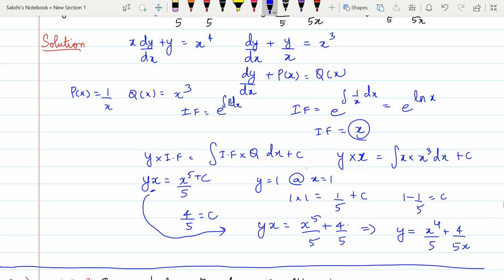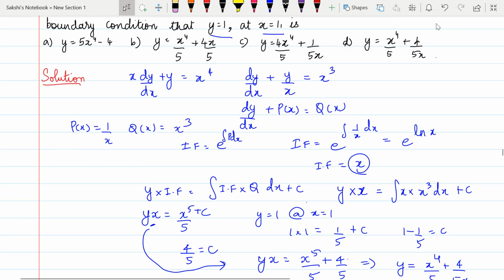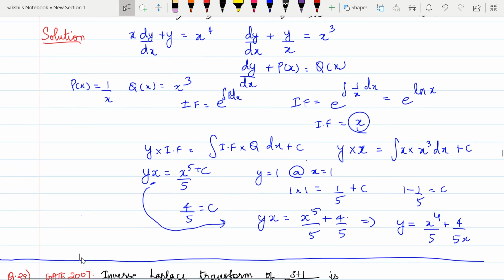So if you see the options, option D is satisfied: x power 4 by 5 plus 4 by 5x. So this is also an easy question. You just have to remember what kind of differential equation this is and what kind of solution procedure we need to follow.